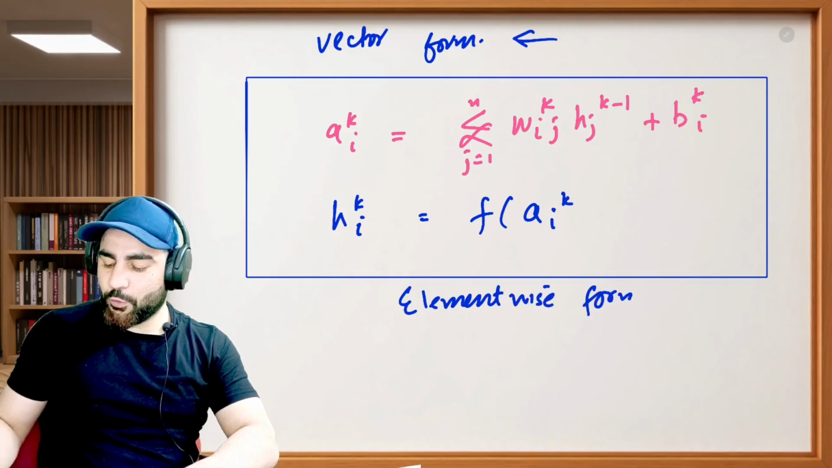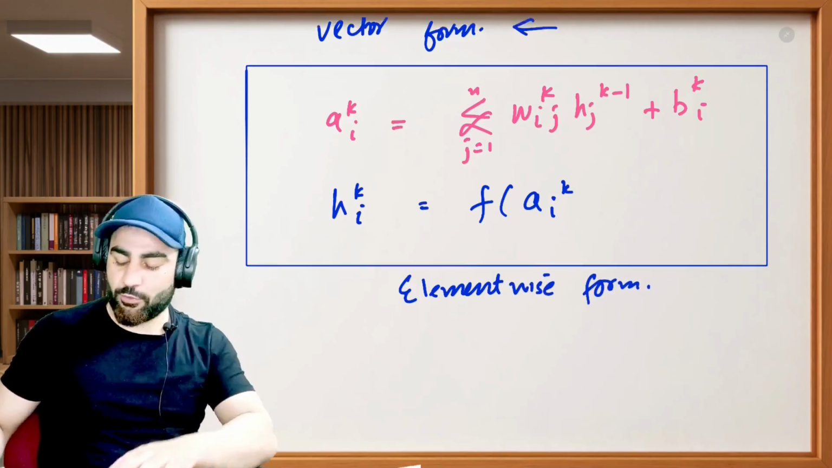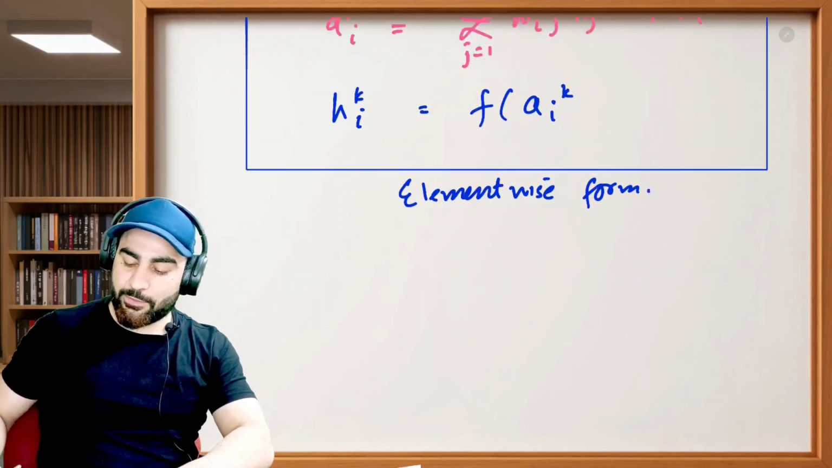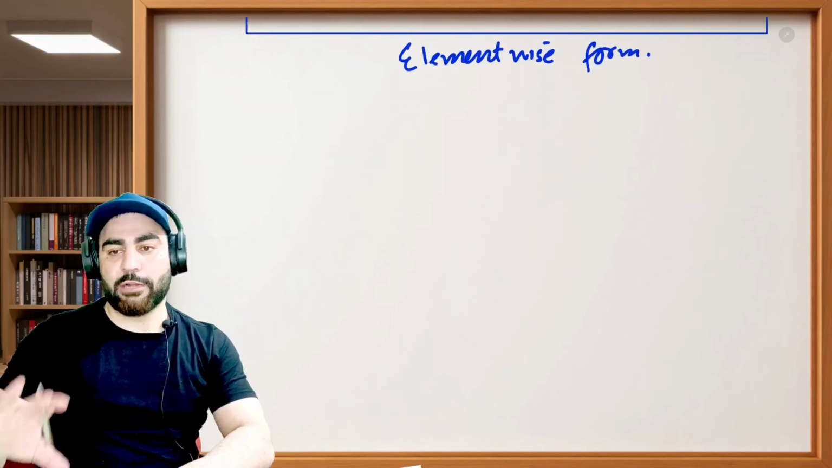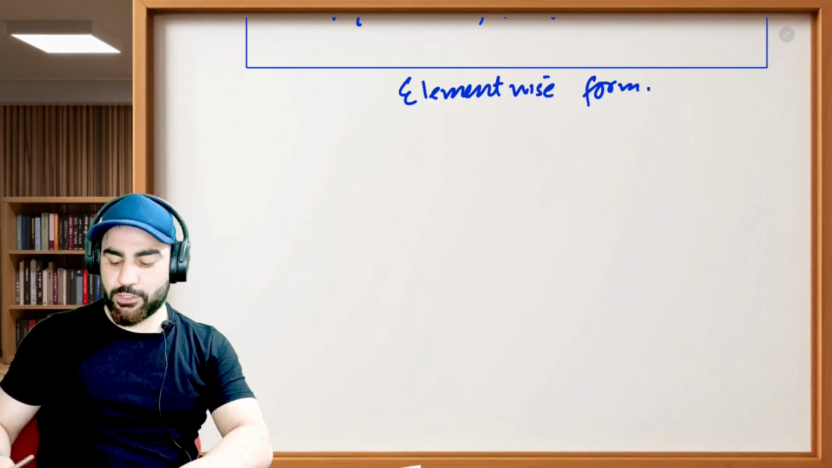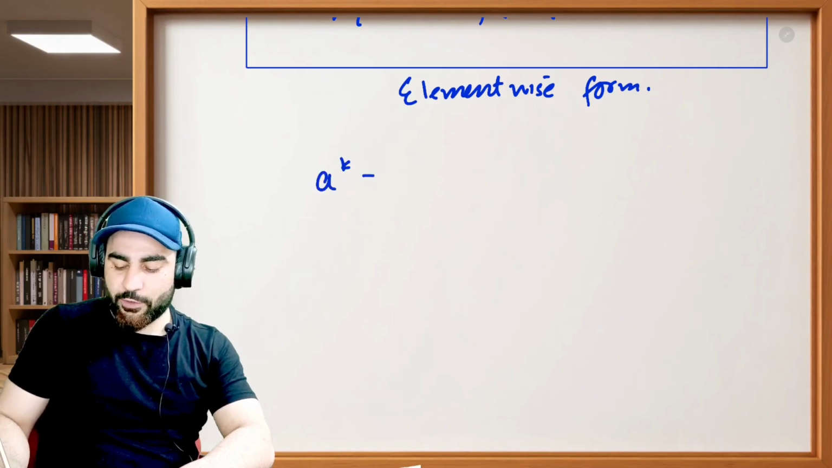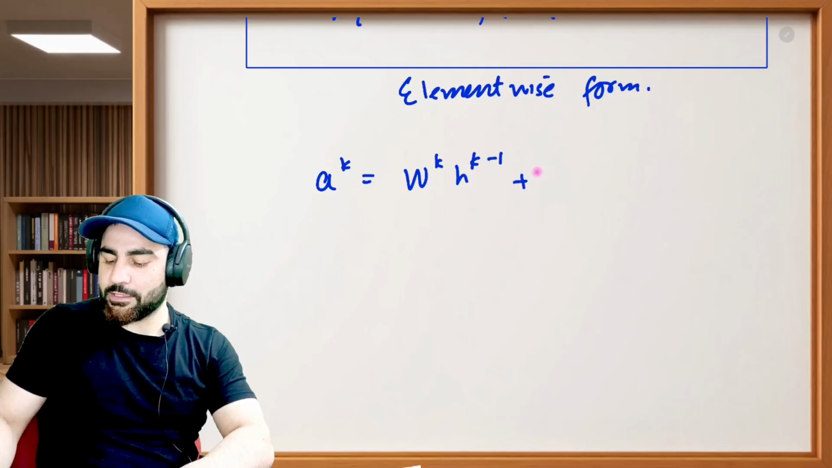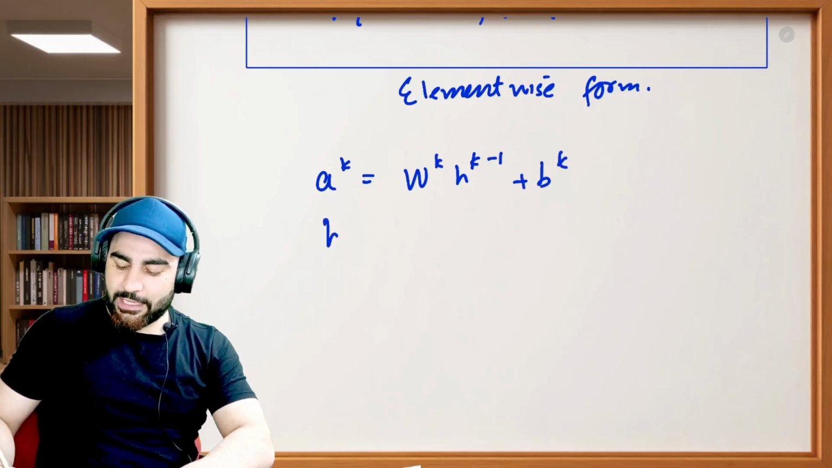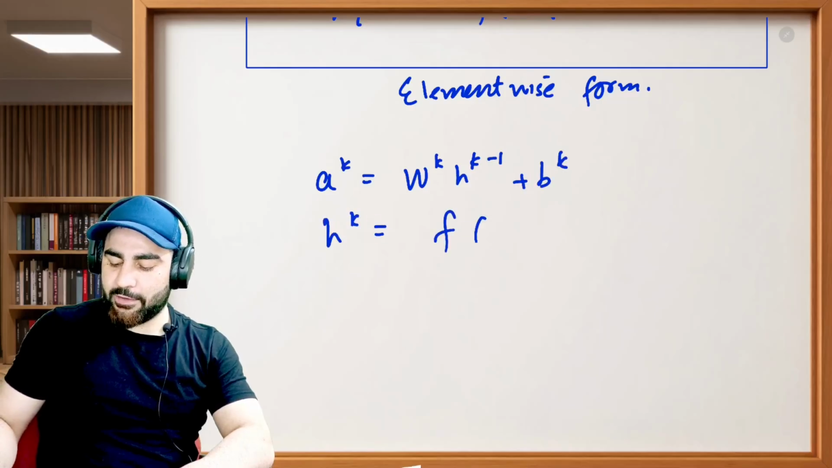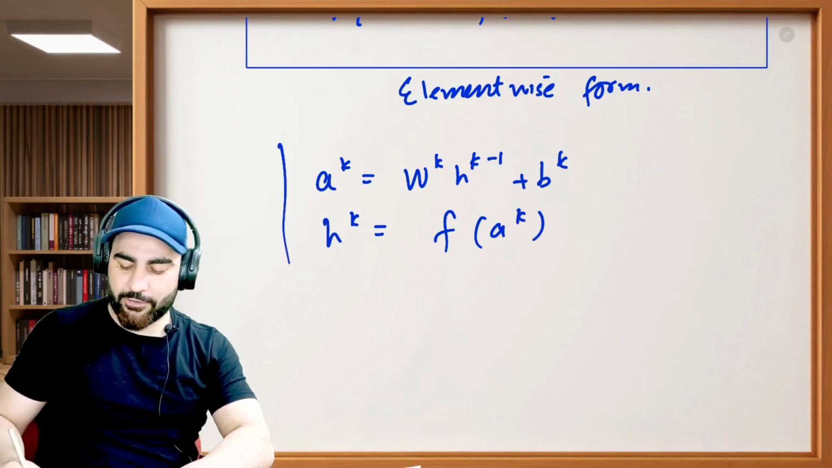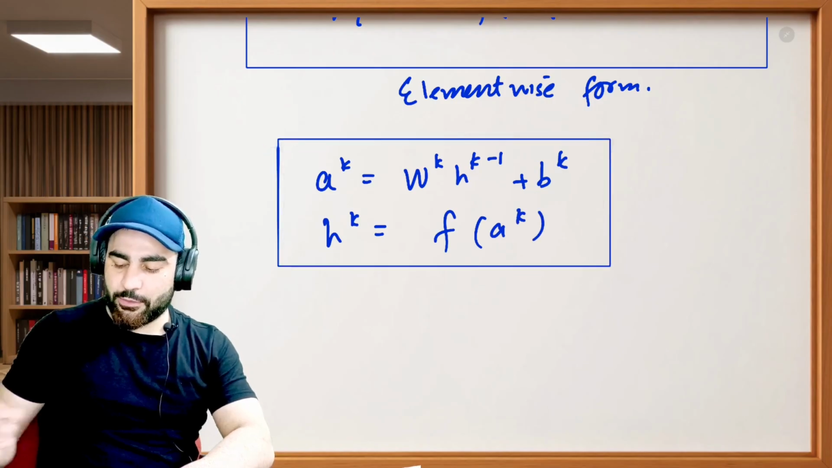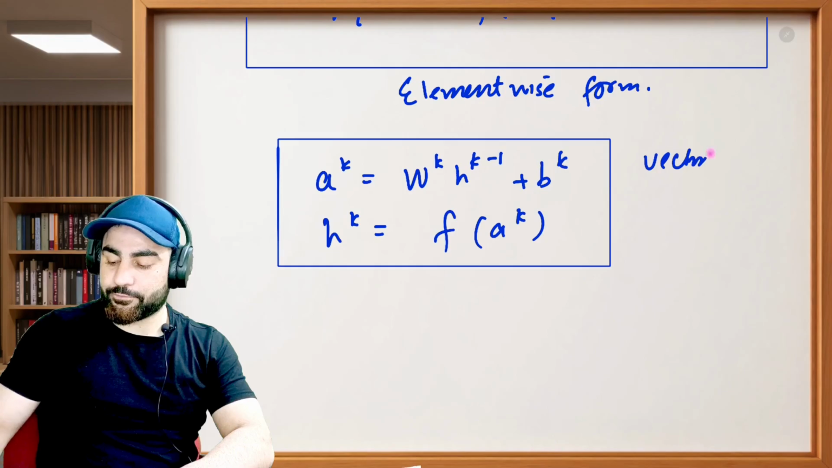I hope the people who were present in the last session, or who have watched the recording, will be able to understand this. Now, to convert this directly into vector form, we can take a_k equal to W_k times h_(k minus 1) plus b_k, and then h_k is equal to f of a_k, where f is the activation function. So this over here is the vector form.